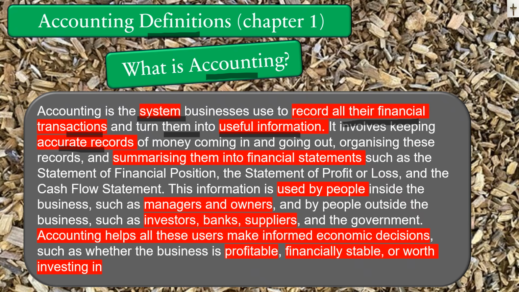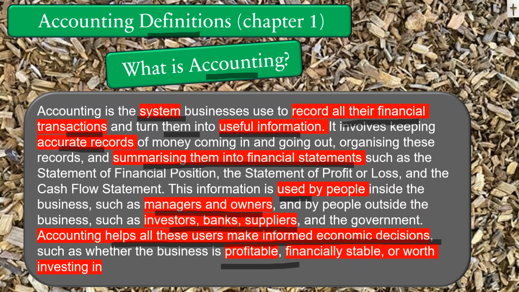Accurate records need to be kept in accounting, and all this information ends up in financial statements: a statement of financial position and a statement of profit and loss and other comprehensive income. You might know them as an income statement and a balance sheet. Right, this information in the financial statement is used by people like managers and owners, investors, banks, suppliers. More about that a little bit later. Accounting helps all these users make informed decisions, economic decisions.